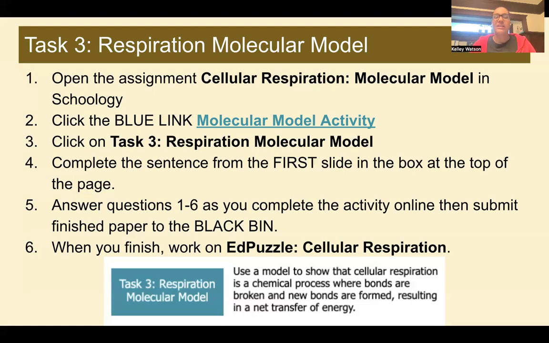You're going to complete the sentence from the first slide in the box at the top of the page. So the sentence from the first slide, it's not at the top of all the slides like the last one. It's just at the first slide. So be sure to get that sentence. Then answer questions 1 through 6 as you complete the activity. Remember, there's nothing in this that's asking you to put together anything. It's all just straightforward. And then when you finish, you can start work on your Ed puzzle cellular respiration.